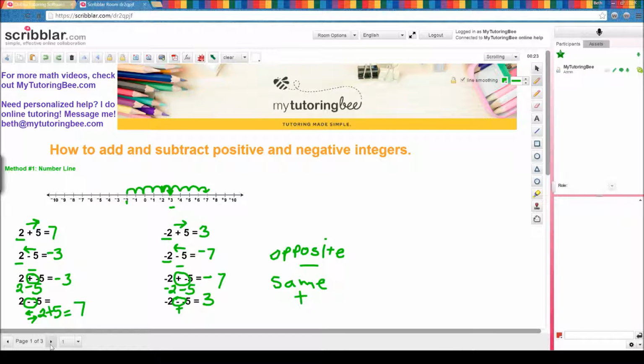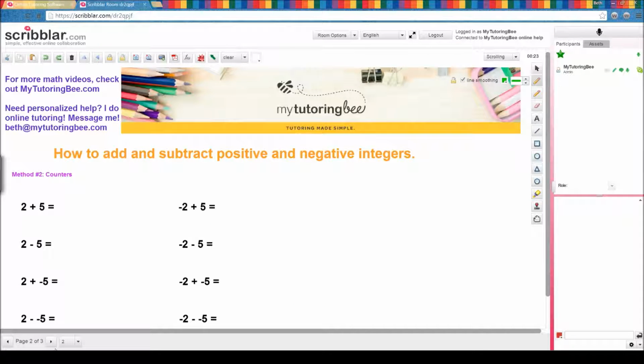But let's go on to my second method, which is using counters. In this method, I'm going to show you how to use it without having to draw out a number line each time. And I'm going to color code this a little bit for us just to help make it a little bit more visually clear. So I'm going to use this blue color for all of my positive integers, and then for my negative integers, let's use red. So I'll just write this up here to give me those notes.